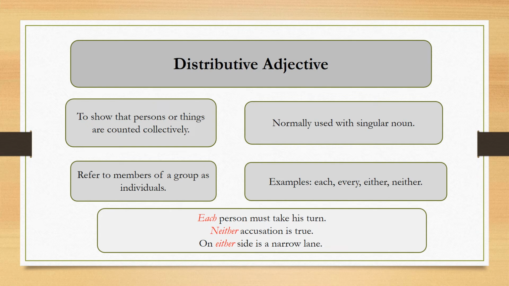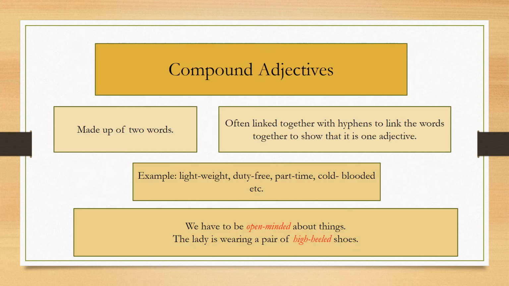For example, here in the following sentences, you will come across different examples. Each person must take his turn. It means that here each is taken as a singular. Neither accusation is true. It is also an example of distributive adjective. On either side is the narrow lane. It is also a distributive adjective.